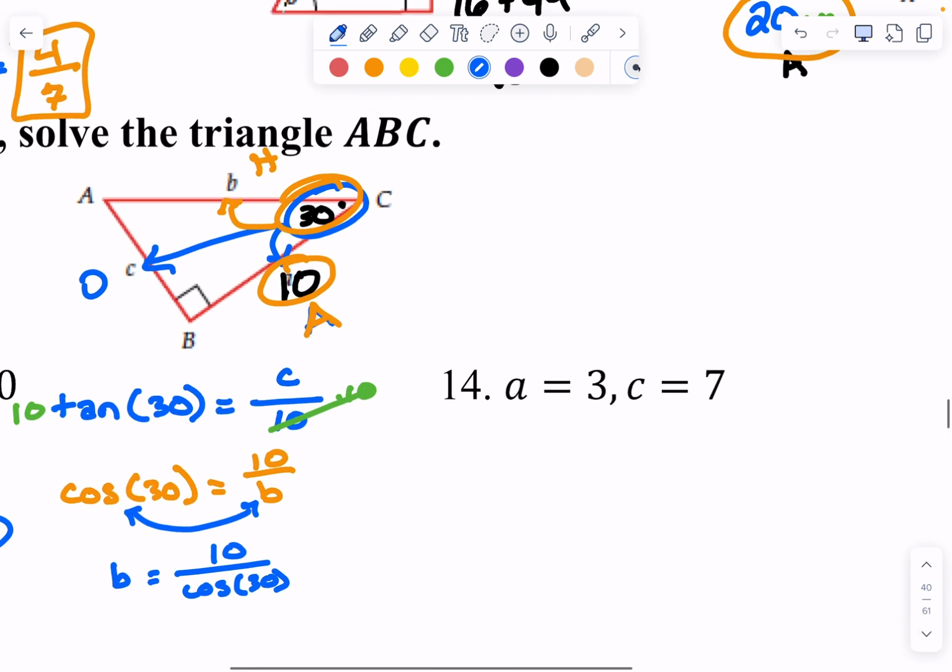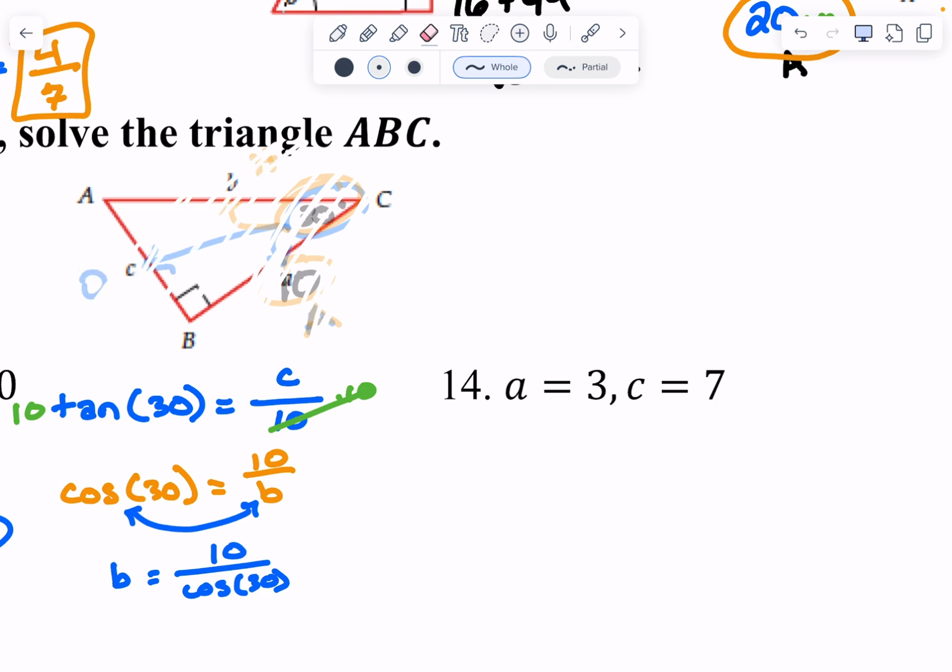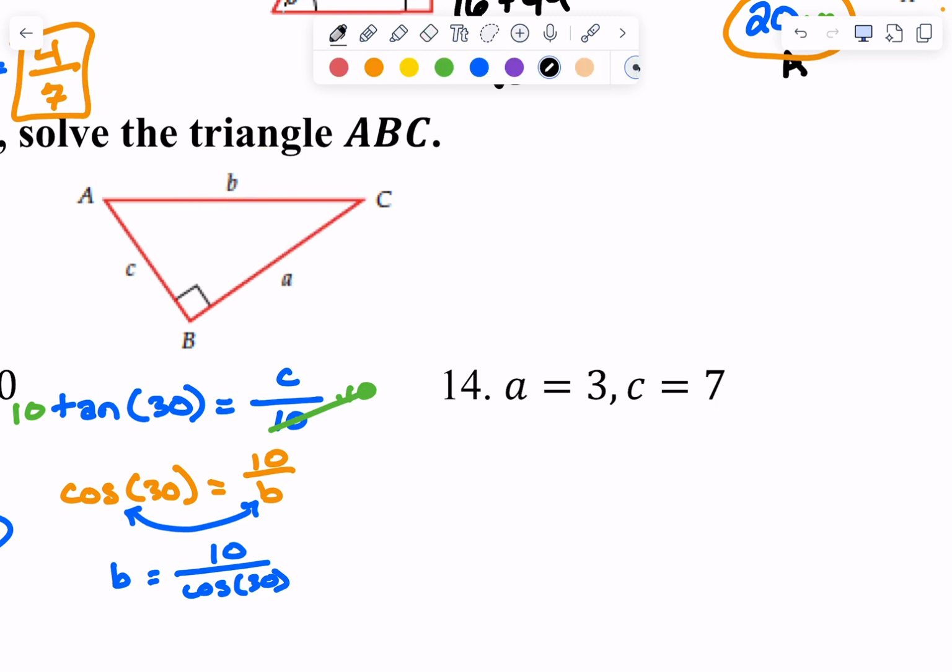I have to erase all my stuff up here because we have to use the same triangle for this one. All right, capital A, capital B, capital C, lowercase a, lowercase b, lowercase c. Okay, we know that lowercase a is 3 and lowercase c is 7, and we know that capital B is 90.